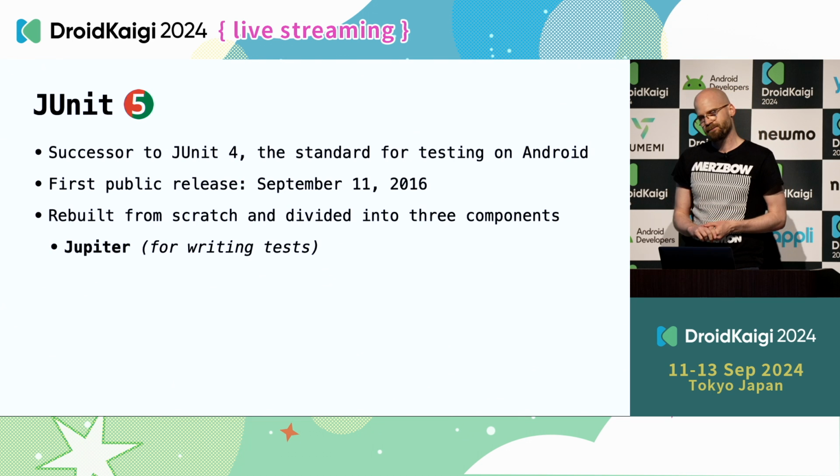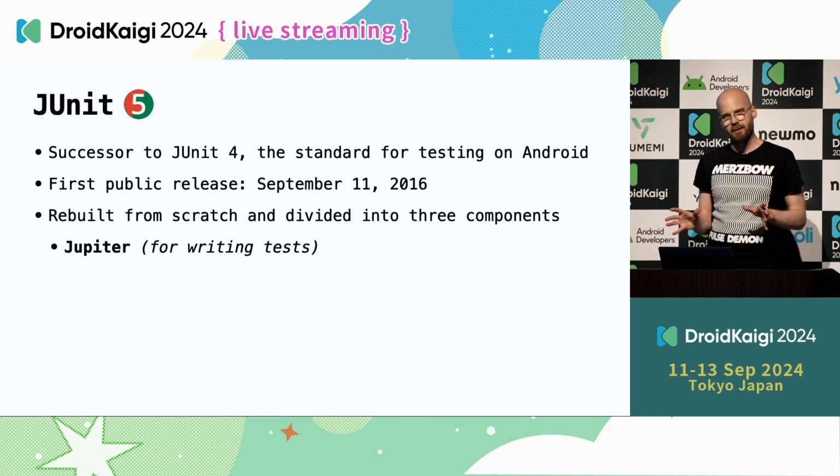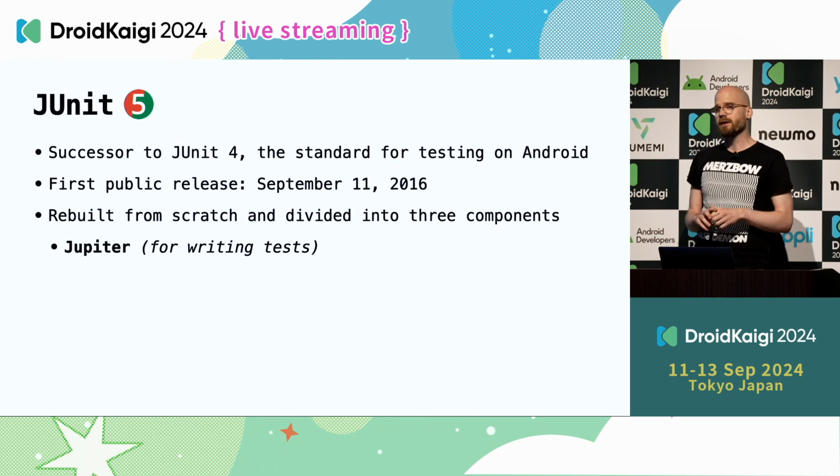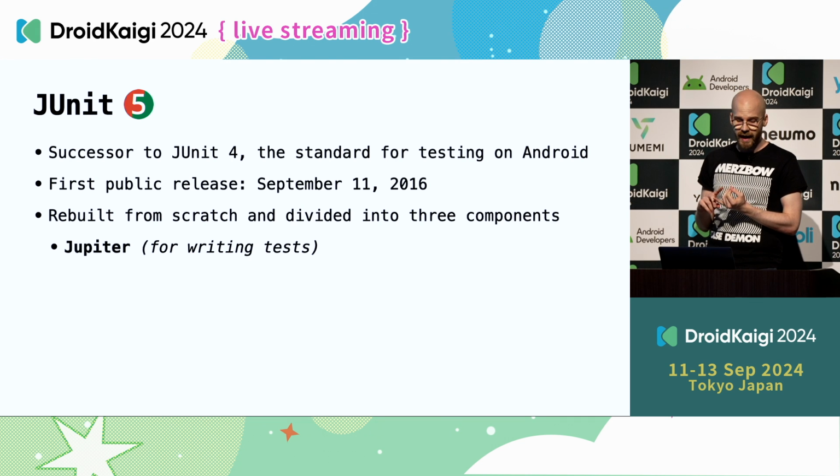We have Jupiter. This is the testing API for writing tests. In Jupiter, you have your test annotation. You have lifecycle annotations. And a lot of the cool features that I show you today in this talk are all from Jupiter.